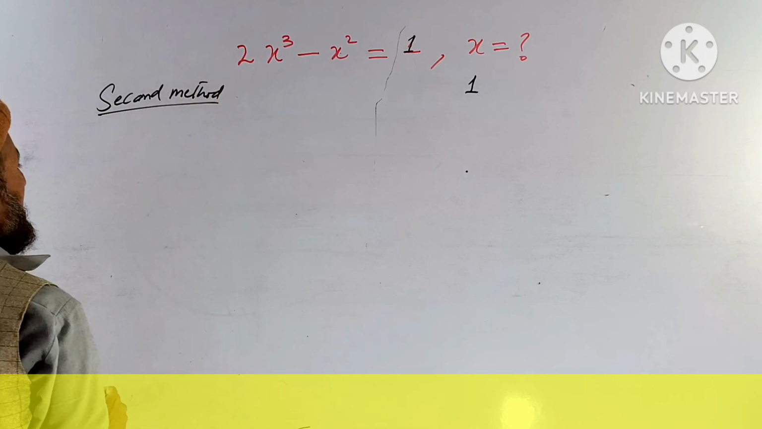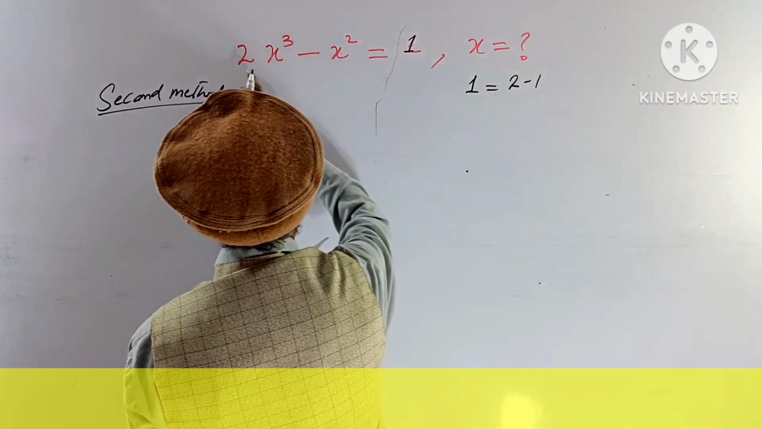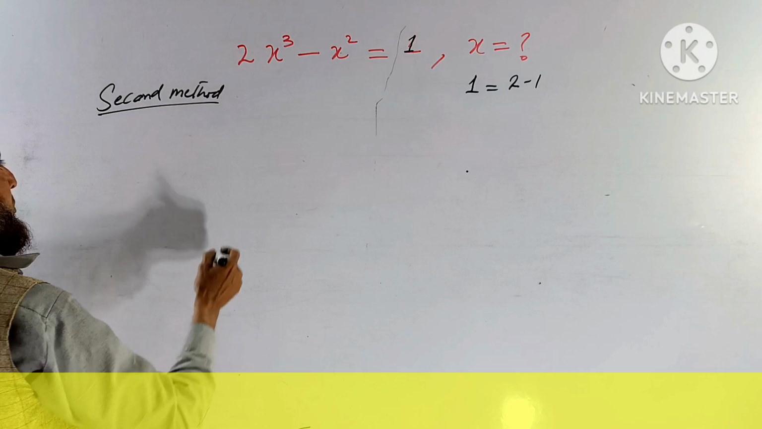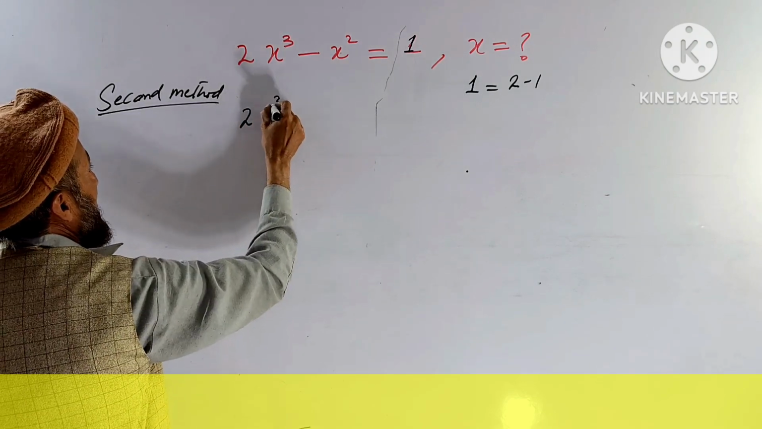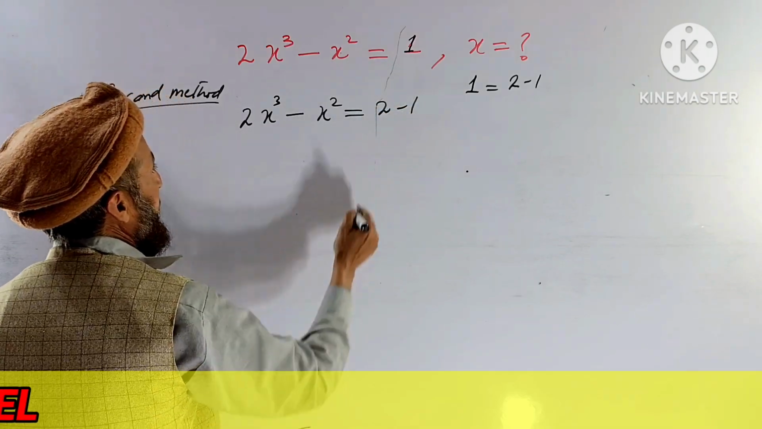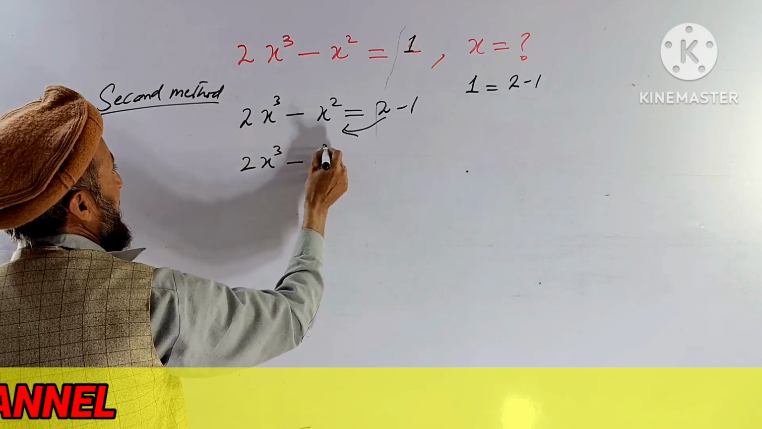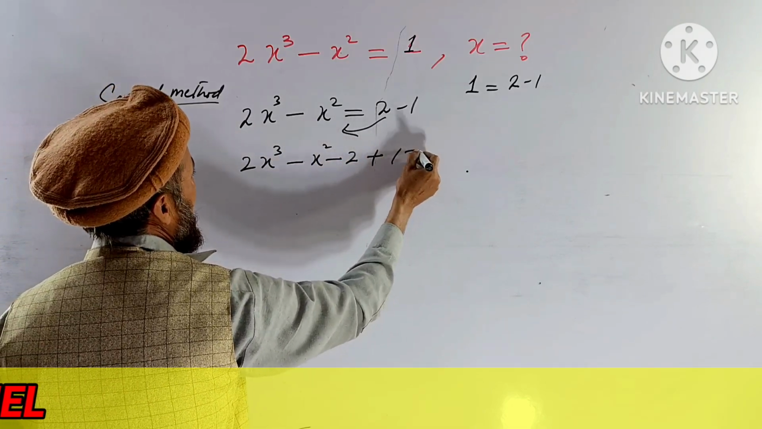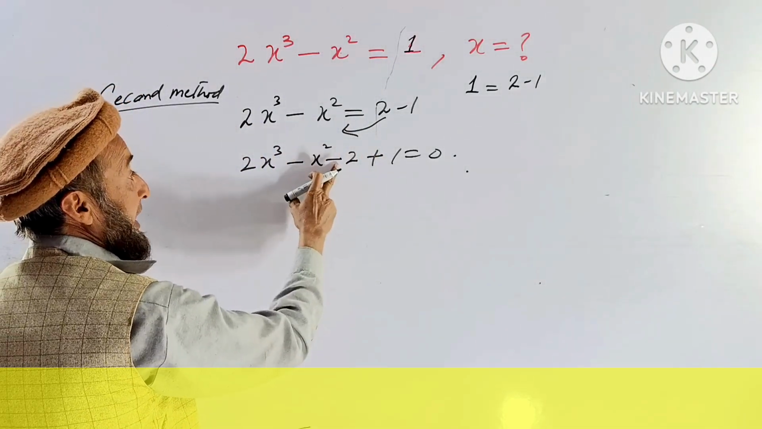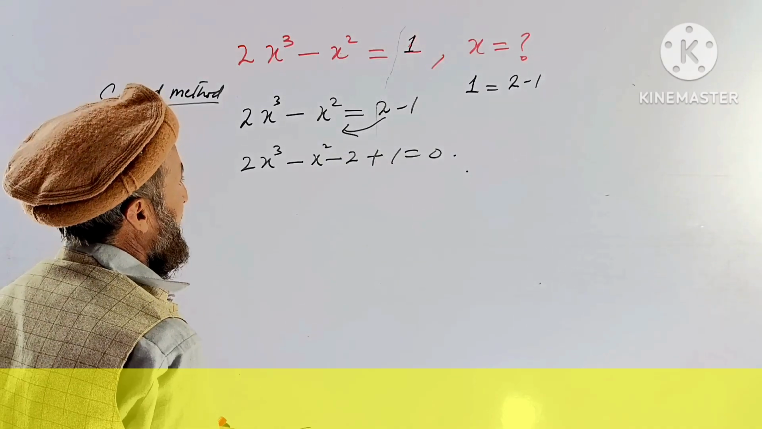Second method. So what we can write: 2 minus 1, because here 2 is required, we can write 2 minus 1, we get here 1. So in the place of 1 we can write 2 minus 1. Now we change both terms here, we get 2x cube minus x square minus 2 plus 1 is equal to 0. Here is positive, we transfer to the left side, so the sign is also changed. And here is negative, we change into the left side, sign is positive.